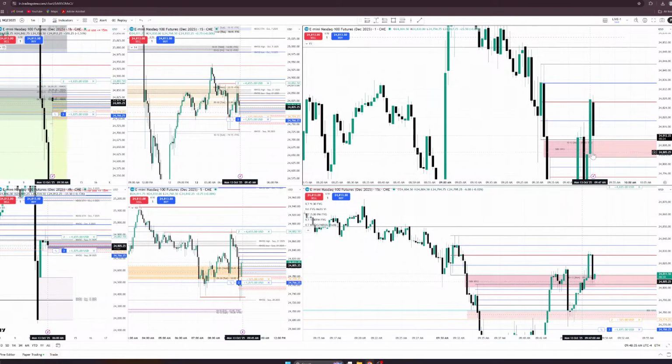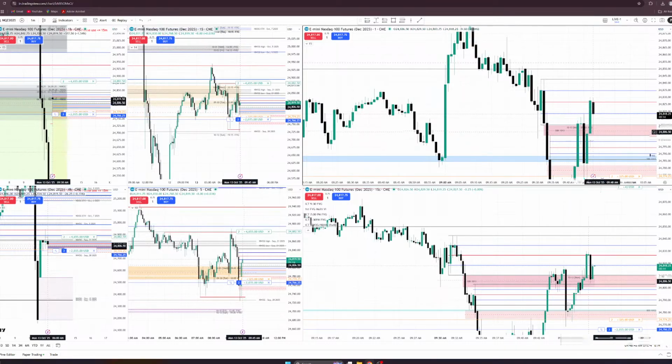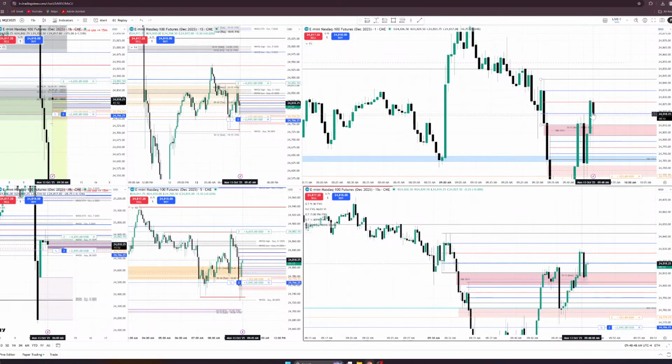We had a small volume imbalance here inside this first presented fair value gap. So price came back into this first presented fair value gap, into this volume imbalance. Now we want to see price close above 50% of this.